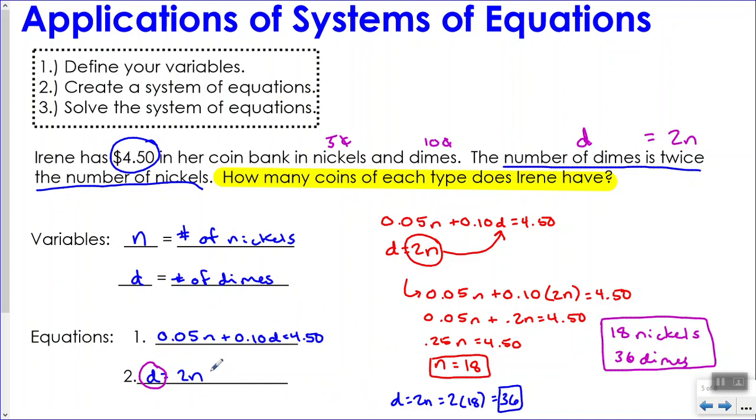So this system actually sets itself up rather nicely for substitution, since equation 2 is already solved for D. You can take that 2N, substitute it right into the first equation and solve, but again, if you did it a different way, that's okay. You're still hopefully going to end up with the same solution. And at the end, we see that she has 18 nickels and 36 dimes.